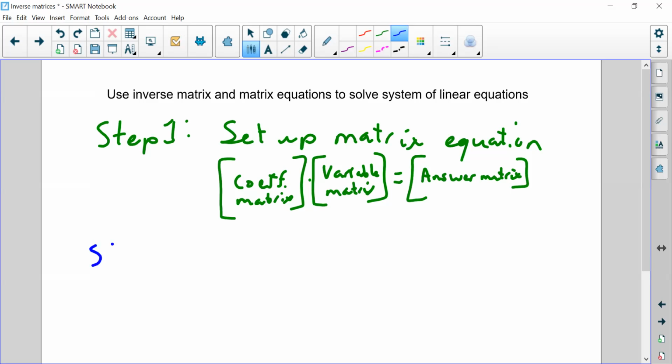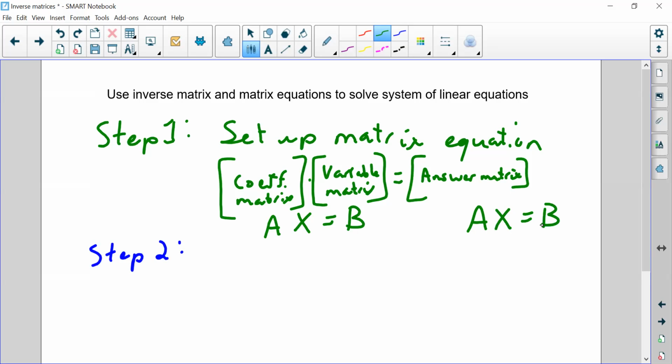Step 2, we're going to use our knowledge of inverses and the identity matrix. You can think of this as my coefficient matrix, and this is my variable matrix, equals my answer matrix. So I have matrix A times X equals B. I want to find X. I want to find what the variables equal. So I want to get X by itself.